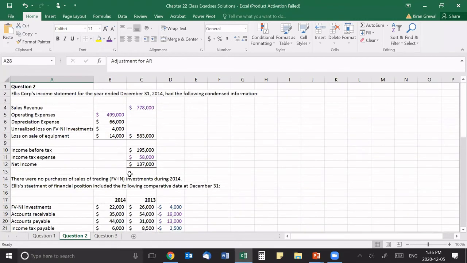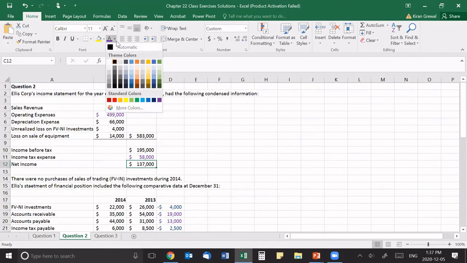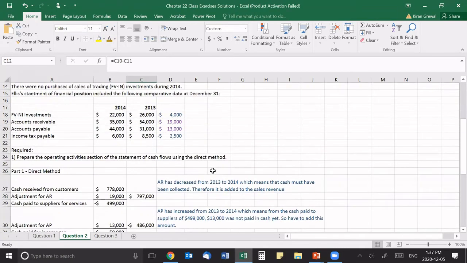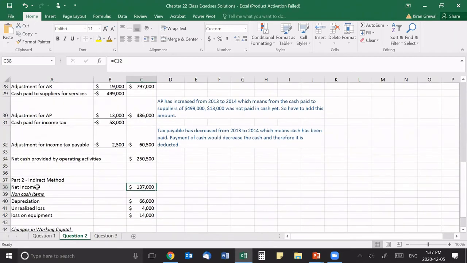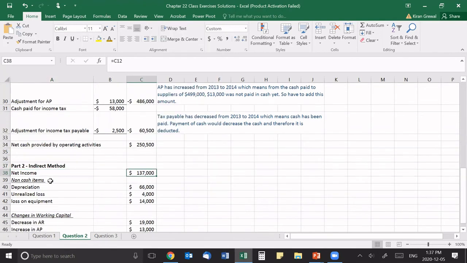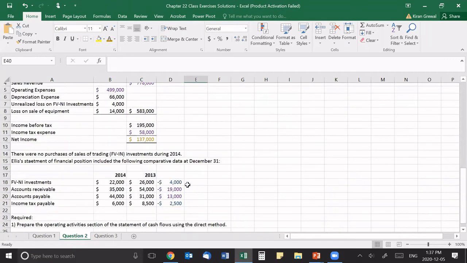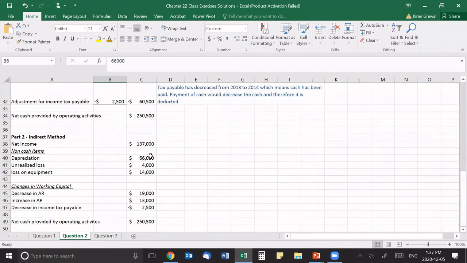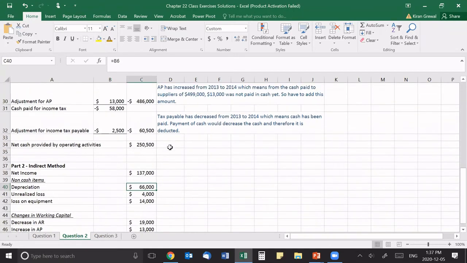All right, so the indirect method, we start with net income. We're just going to start with this net income number, 137, and that's going to be a positive amount because it's a net income. If it was a loss, it would be a negative amount. Then we're going to deal with any non-cash items first. If we go back to our income statement, we know that depreciation expense is a non-cash item. Depreciation expense decreased the net income, so to take out depreciation expense from net income, we have to add that back. So we're going to add the 66,000 right here. So add that one back.